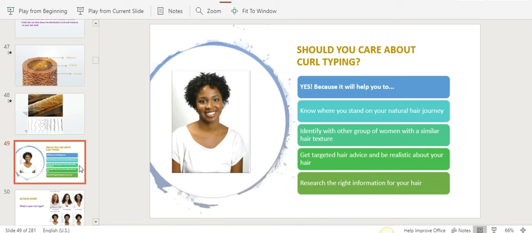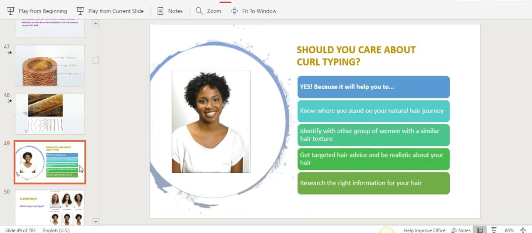It'll also help you to identify with other groups of women with a similar hair texture. There are so many pages, Facebook groups, Instagram pages, just for type 4C hair, for type 4 hair, and you have so many blogs like myself that cater to a particular hair type, mainly type 4 hair. And it'll also help you to get targeted hair advice and be realistic about your hair, because guys, I know type 3 hair feels so nice and looks nice, but it's better for you to get hair advice from somebody who has a similar hair texture as you, right?